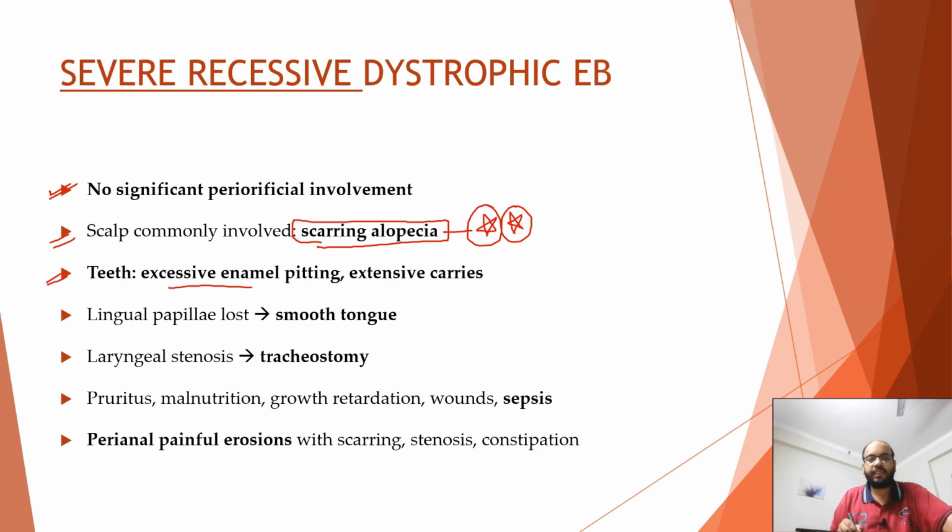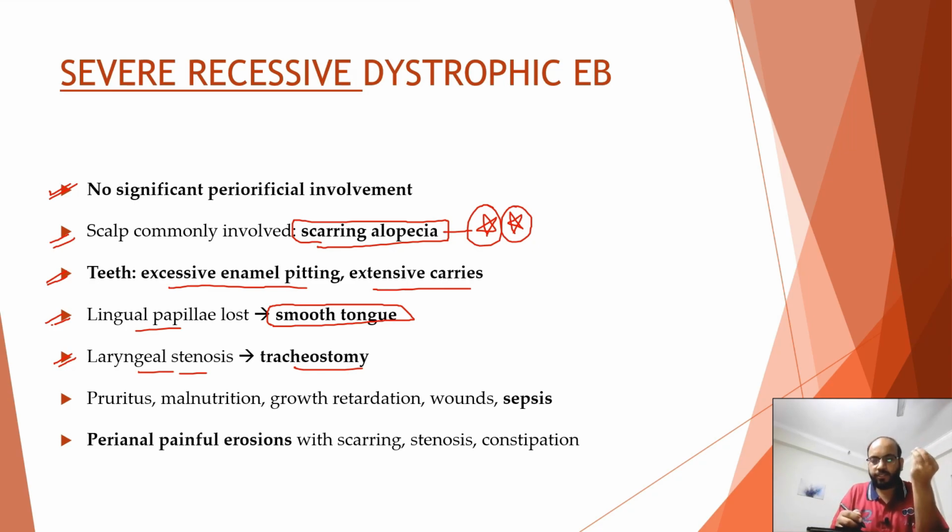Teeth show excessive enamel pitting and extensive caries. The lingual papillae are lost, that means papillae on the tongue are lost, leading to smooth tongue. The tongue is very glossy, smooth, doesn't have the undulations of the papillae. Laryngeal stenosis can occur, so much so that tracheostomy might be required for the child to breathe. So you might have to cut through the trachea in order to allow the child to be able to breathe, because the laryngeal stenosis can constrict the laryngeal opening.